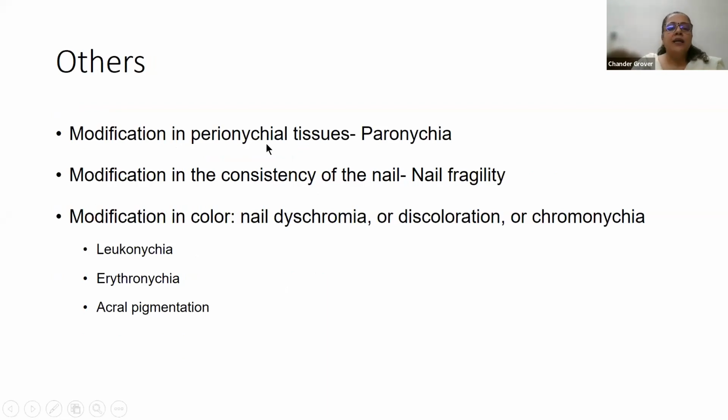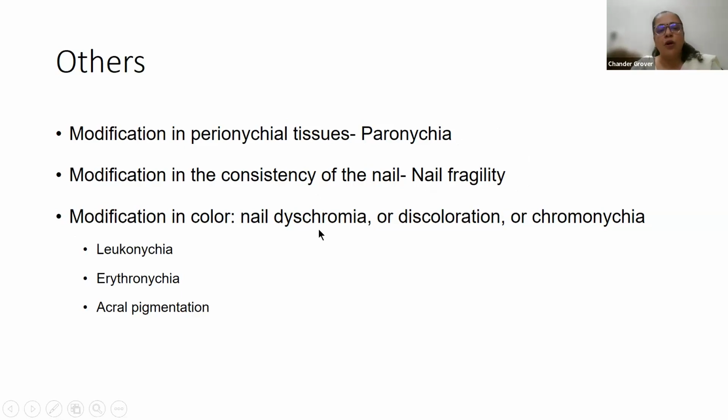Then paronychia is a modification of the periungual tissue, that is inflammation of any of the nail folds. It can be acute paronychia, where generally staph is the cause, or chronic paronychia, which is generally not an infection. It's a manifestation of the eczematous process. Consistency of the nail change is known as nail fragility or brittle nails. Brittle nails being a layman term, we have moved towards this terminology, nail fragility or brittle nail syndrome, BNS we call it. Then modifications in color, which is known as dyschromia.